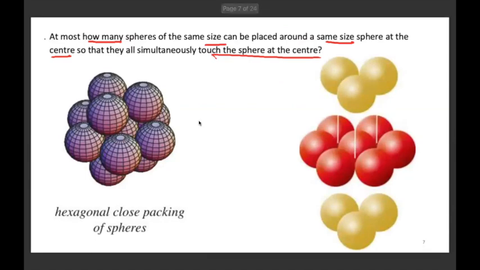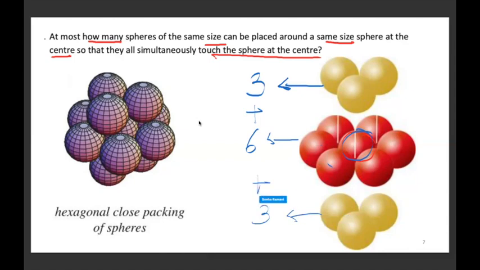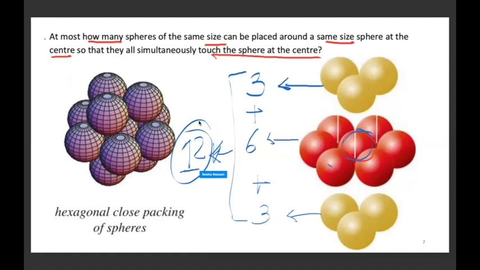So this is how the arrangement happens. This is the central sphere around which we can arrange 6 spheres. Plus on the top we can arrange 3 spheres which touch each other, and at the bottom we can arrange 3 spheres which touch each other. So the answer comes to 12 spheres. Okay. We'll move to the next one.